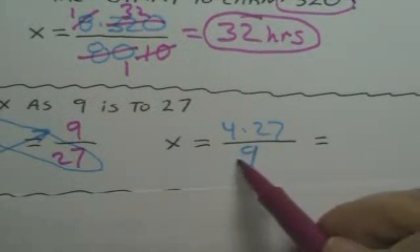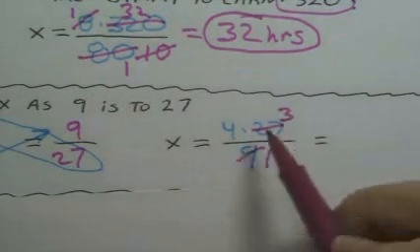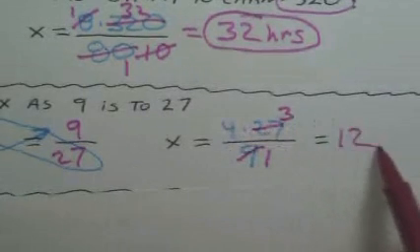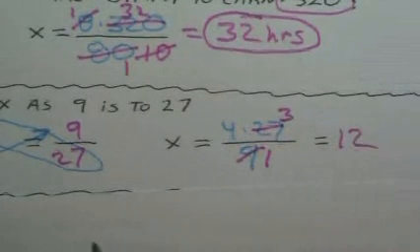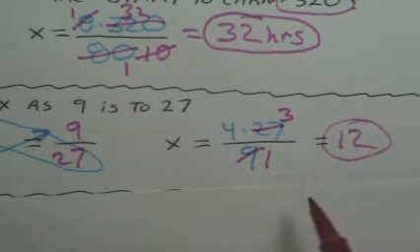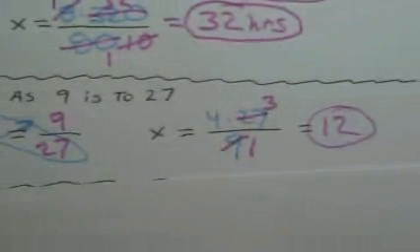And we see that 9 will go into 27 3 times. So now we have 4 times 3. That's 12. So 4 is to 12 as 9 is to 27.